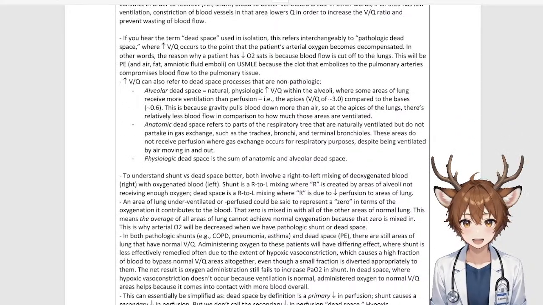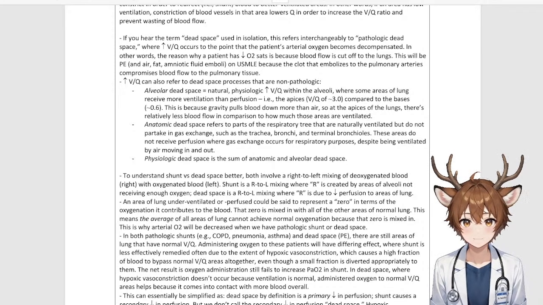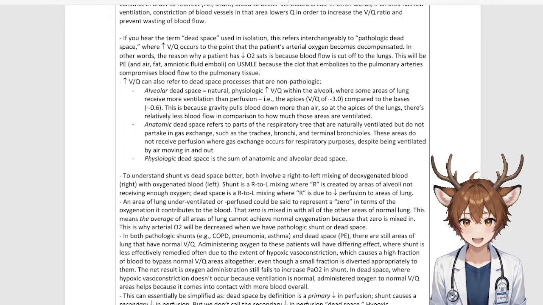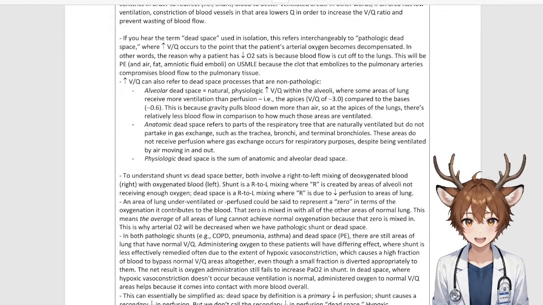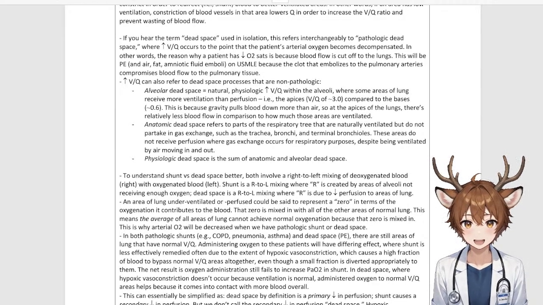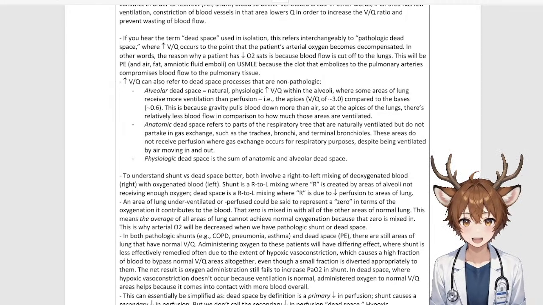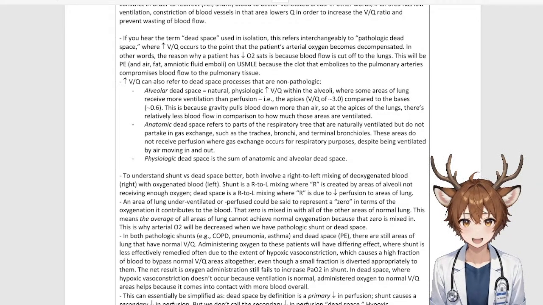The elevated VQ can also refer to dead space processes that are non-pathologic. Alveolar dead space equals natural physiologic increase in VQ within the alveoli, where some areas receive more ventilation than perfusion, that is to say, the apices with a VQ of 3.0 compared to the bases of 0.6. This is because gravity pulls blood down more than air, so at the apices of the lungs, there's relatively less blood flow in comparison to how much those areas are ventilated.